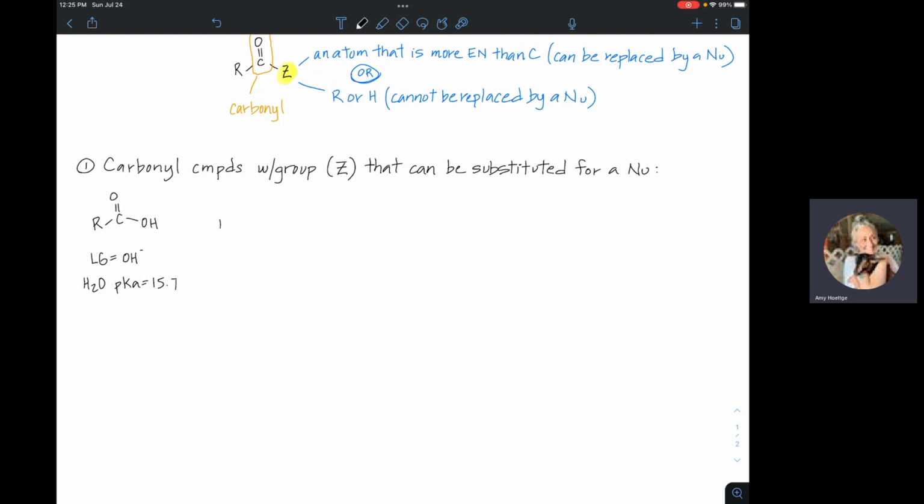We also have the ester functionality. So instead of OH, we would have OR, and it doesn't have to be the same R's on the other side. We can put a little prime there to say it doesn't necessarily have to be symmetrical, but the leaving group essentially would be an alkoxide anion, and the alcohol would be its conjugate acid. The pKa of an alcohol, depending on the alcohol, is around 15 or 16.